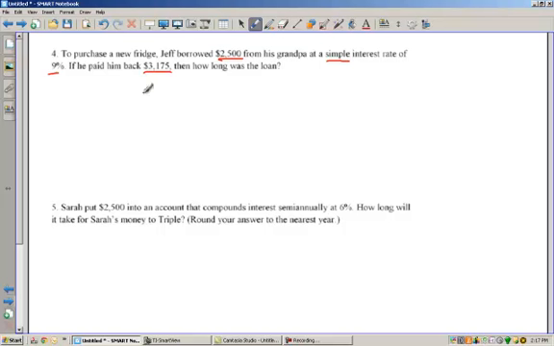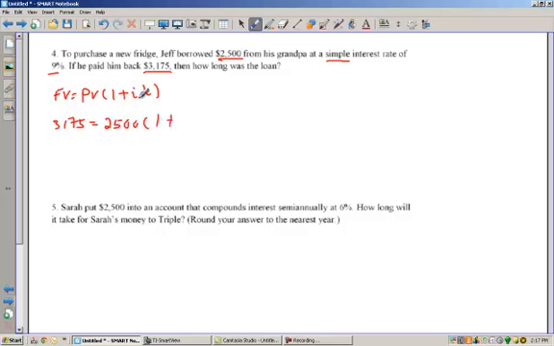All right, so simple tells me to use the simple interest formula. So FV equals PV, 1 plus IT. And then try to fill in the different letters. So future value, that's what I paid him back, $3,175. Present value is what Jeff borrowed, $2,500.